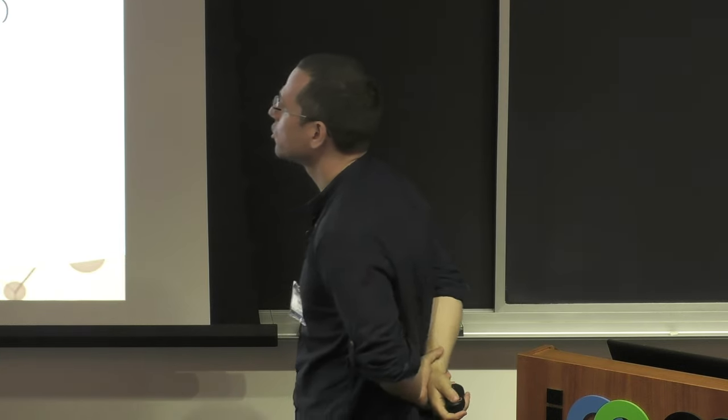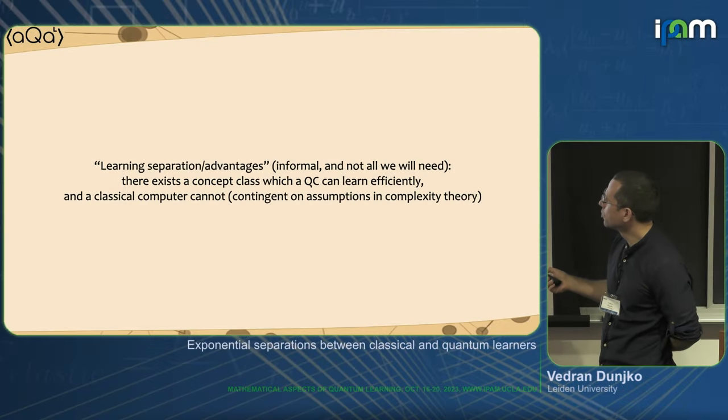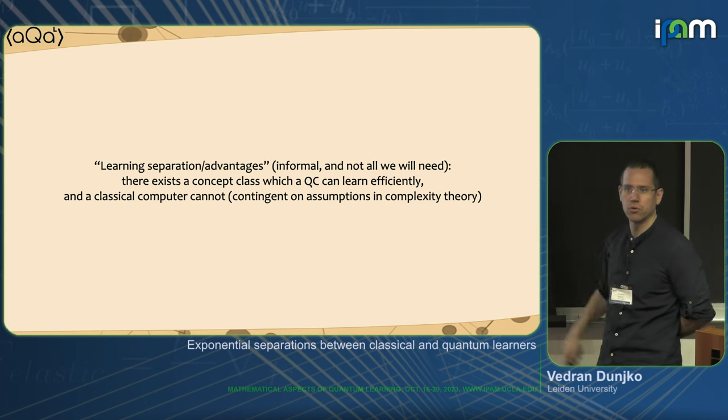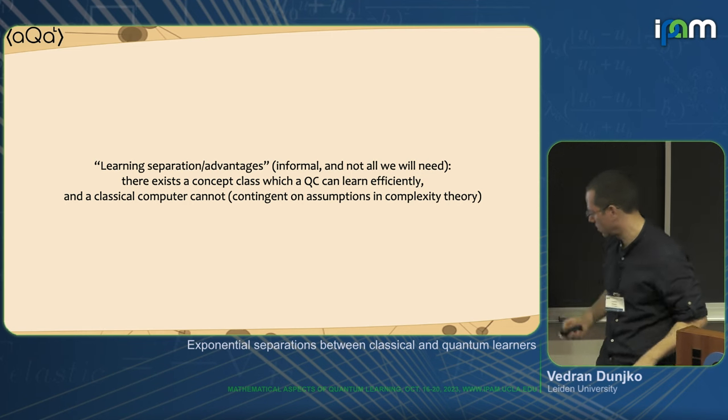So learning separations, advantages, they exist if there exists a concept class which a quantum computer can learn efficiently and a classical computer cannot learn efficiently relative to the previous definition, right? In parentheses, for some distribution, that's what I'm after.